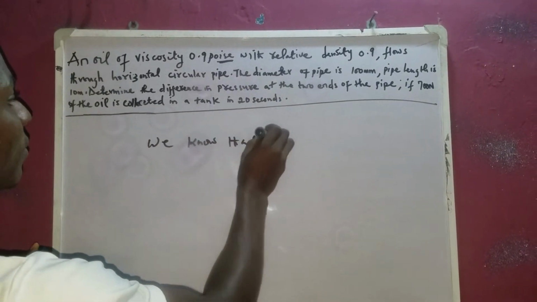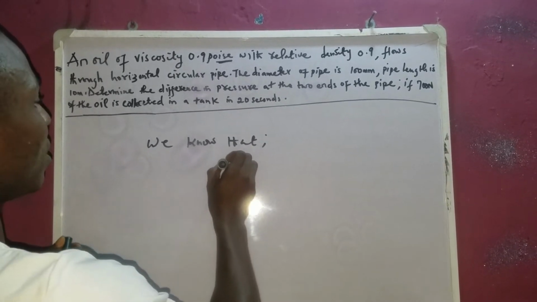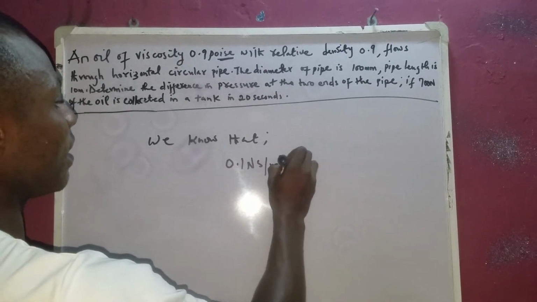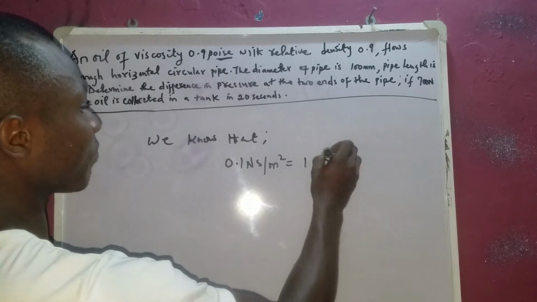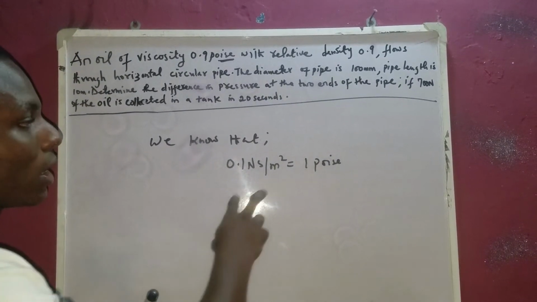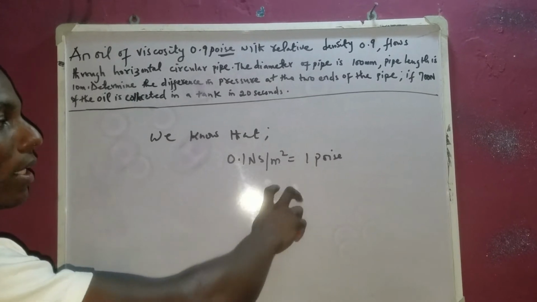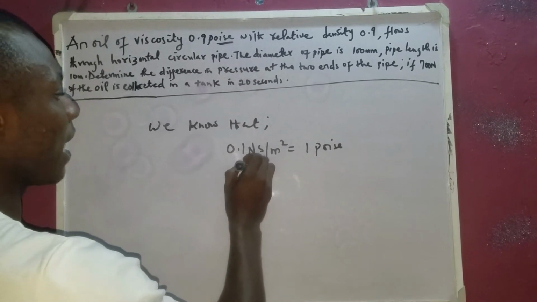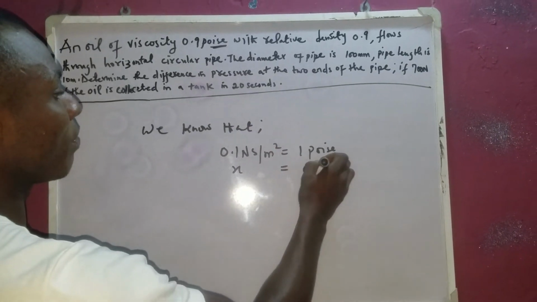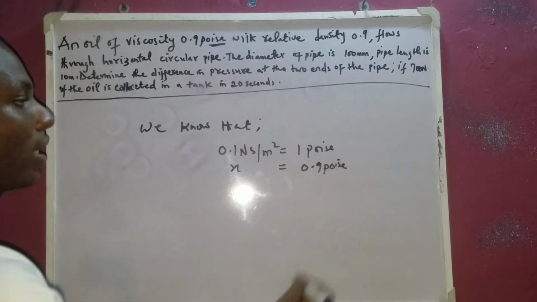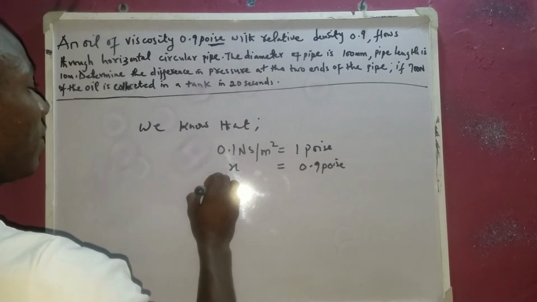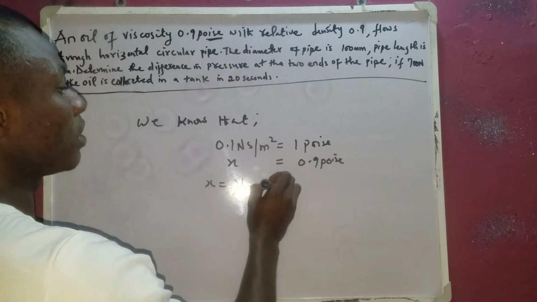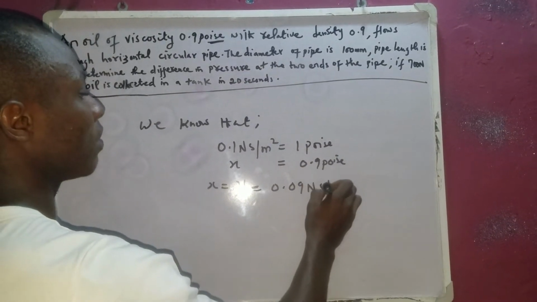We know that 0.1 Newton second per meter square is equal to 1 poise. And then if we have x, it will be equal to 0.9 poise. So we can do this simple math here. If we cross multiply, we'll have our x, which is our dynamic viscosity, giving us mu equal to 0.09 Newton second per meter square.